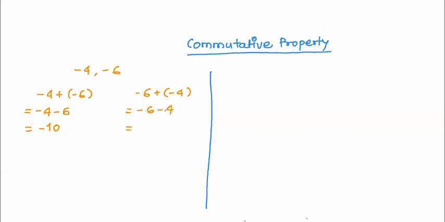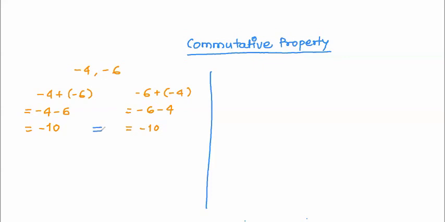Again, we have minus 6, minus 4, two negative numbers with the same sign. So they result in addition. 6 plus 4 is 10. 10 gets the sign of the higher number, which is 6 here, and the sign is minus, so minus 10. So we can see that the result is equal. In both cases, we get minus 10.